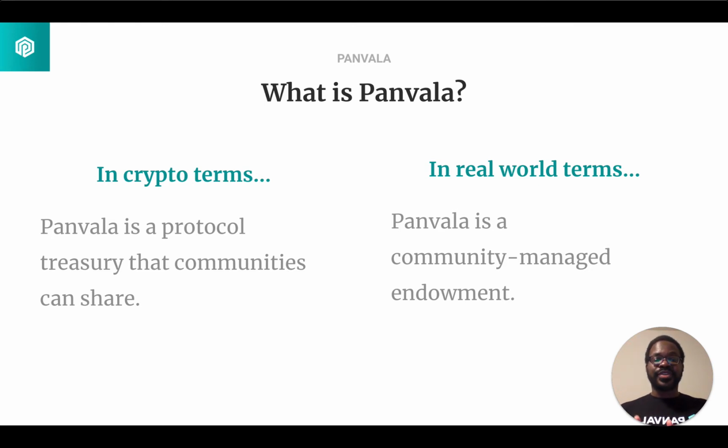So it's not one treasury for one purpose. It's one treasury to share with as many communities as we can. In real world terms, you can think of Panvala as a community managed endowment. The best example in the real world of a community managed endowment is universities. University endowments are managed by their community of students, of alumni. They work together to figure out how to fund education, life on campus, etc.